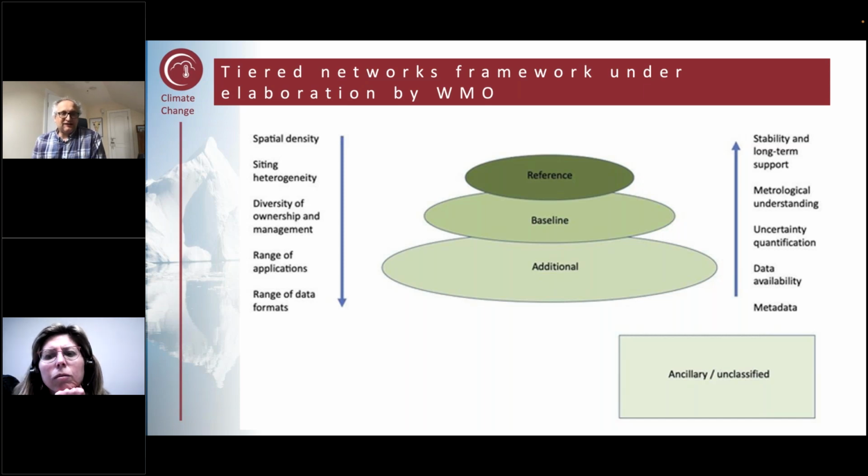You gain in spatial density, but at the cost of site heterogeneity, at the cost of diversity of ownership and management. You can use those data for an increasing range of applications, but it comes at the cost of a range of data formats and archives and other things. As you move up, on the other hand, from additional through baseline to reference, you gain in terms of stability and long-term support, you gain in terms of the metrological understanding of the measurements, the uncertainty quantification, the open data availability, and the metadata. The contract that's putting on these webinars is concerned with the provision of data fundamentally in these top two discs, reference and baseline observations.